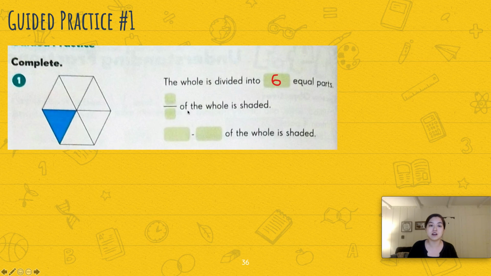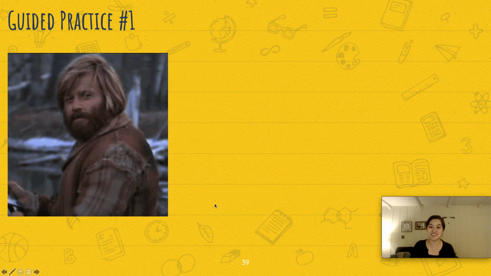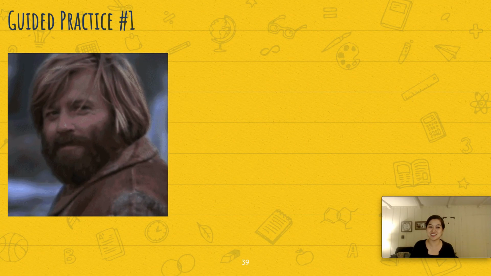Now, of the whole is shaded. And they're talking about a fraction because I see a fraction bar here. So the shaded is a specified part, and I put it at the top. The total number of parts is 6, which we figured out from here. So it is 1 sixth of the whole is shaded. And now here, how do I write that in words? I write it as 1 sixth of the whole is shaded. How'd you do?